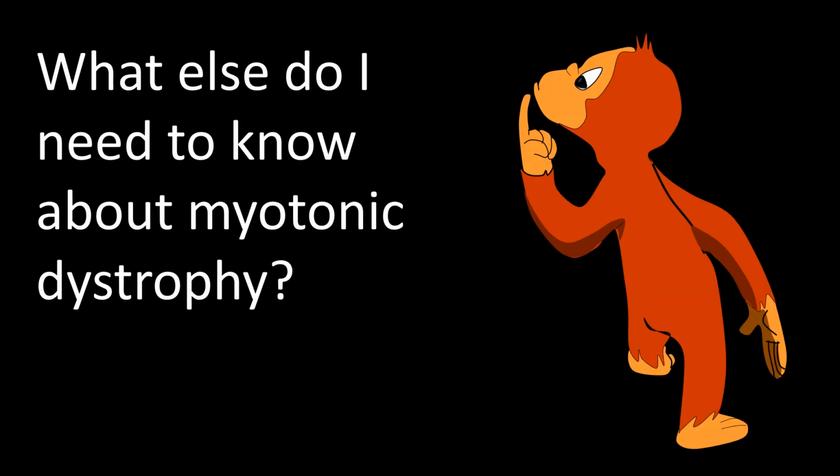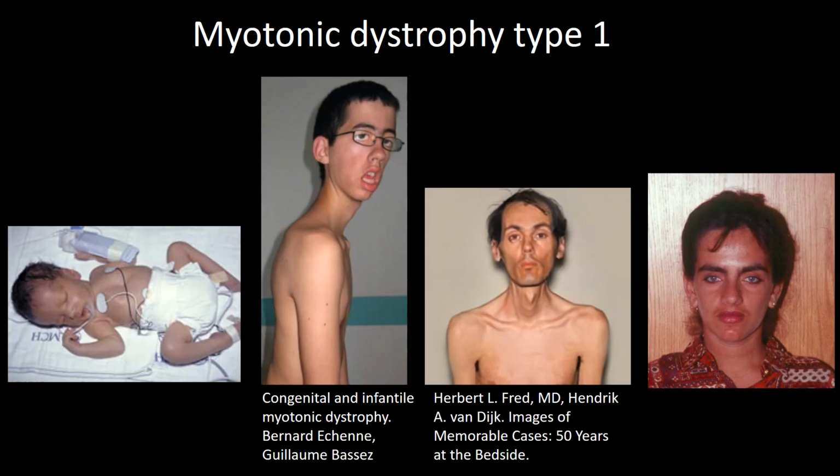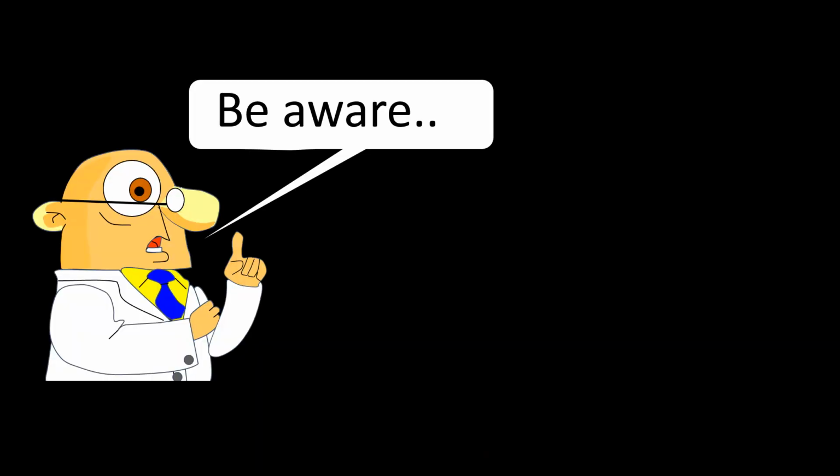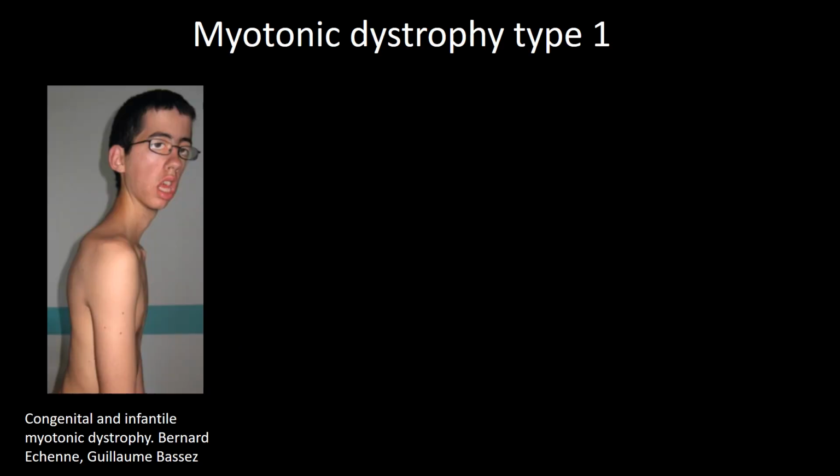What else do I need to know about myotonic dystrophy? Myotonic dystrophy type 1 comes in many forms. Patients with DM type 1 present as neonates, children, adults, or may be rather asymptomatic and detected only by chance or during a careful neurological examination. I will, nevertheless, use childhood myotonic dystrophy as the model to conduct the rest of this talk unless otherwise stated.